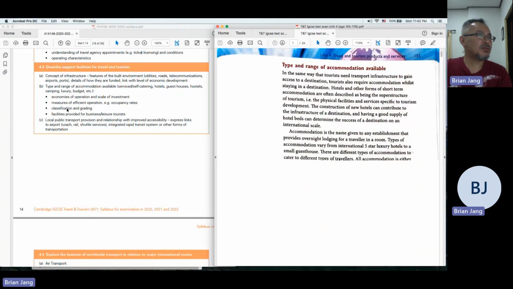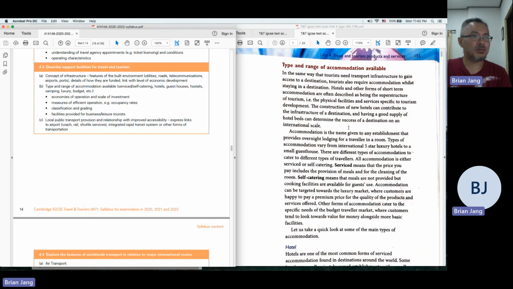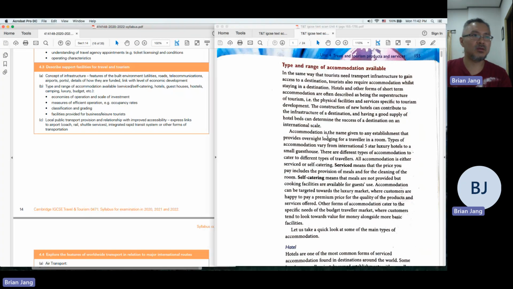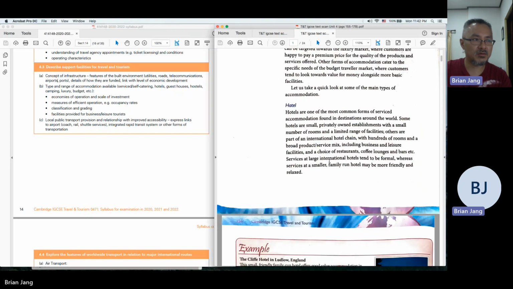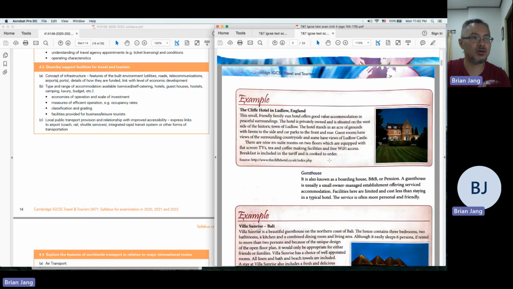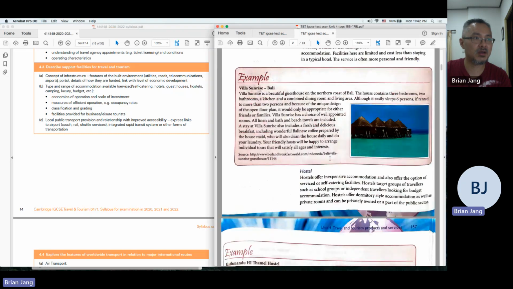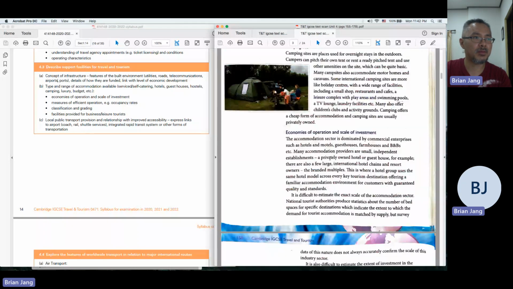Let's see, type and range of accommodations available. We went through a list in chapter 1. Know the difference between serviced and self-catering. Know the differences between these basic accommodations like hotel, guest house, hostel, campsite, and some of the other bullet points that were in chapter 1 or Unit 1. Economies of operation and scale of investment.